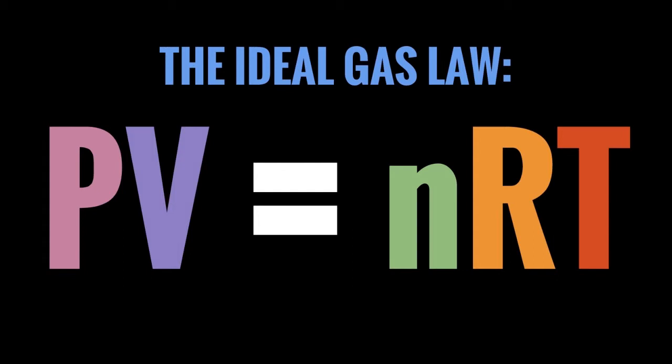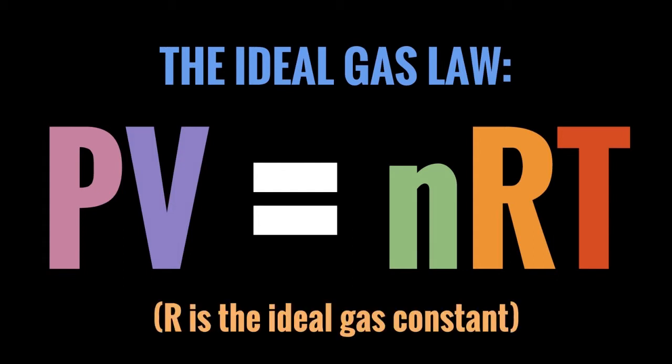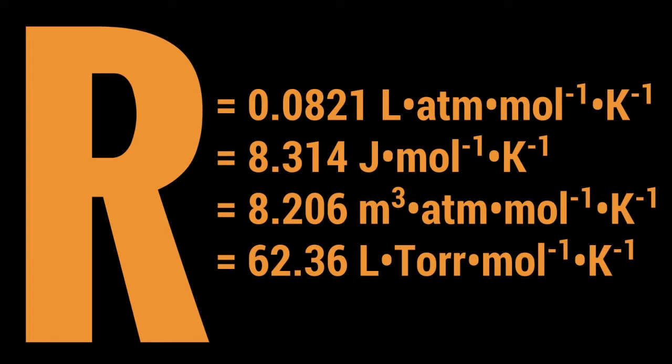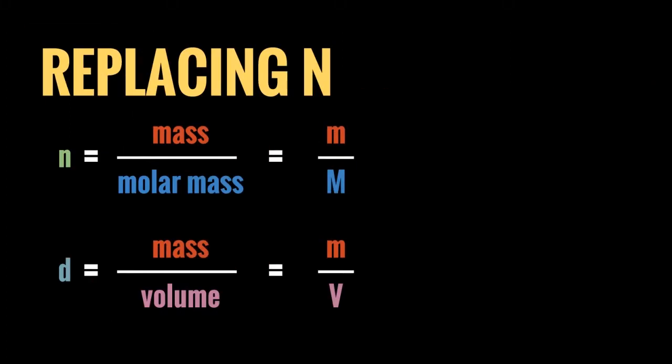Right. Now, what is R? R is the ideal gas constant, and we have some values of R depending on what units you're using. So we have atmospheres, and sometimes we'll be using joules, meters cubed, torrs, whatever. Essentially, you have to make sure you have your units correlate with one of these values.